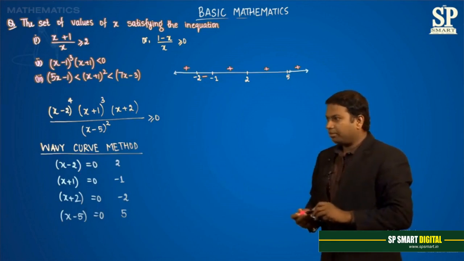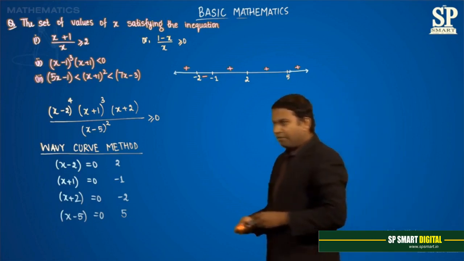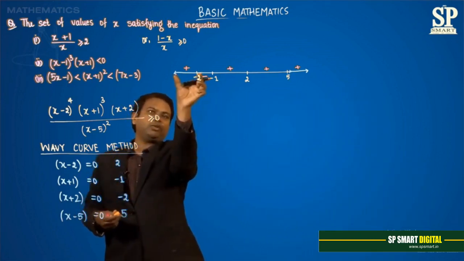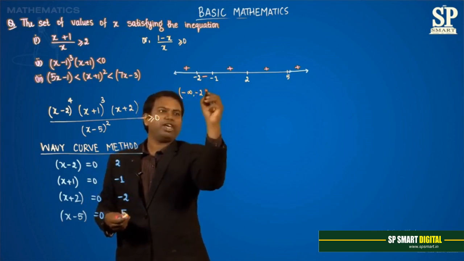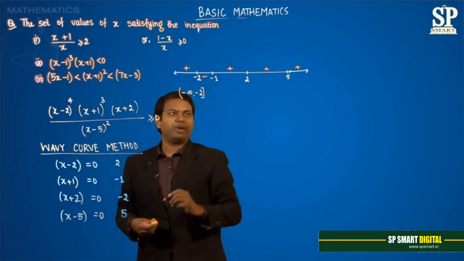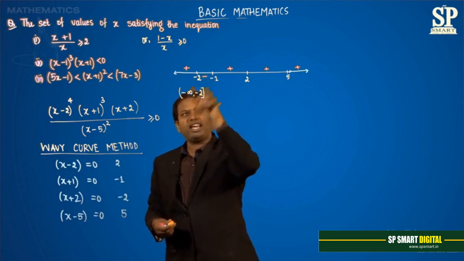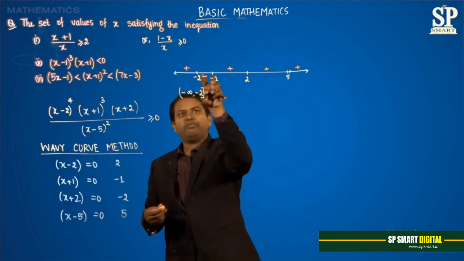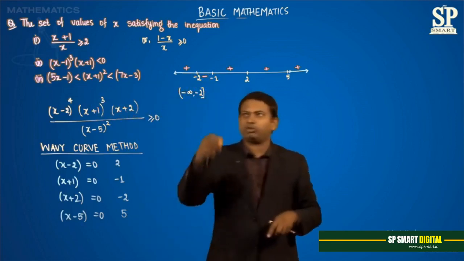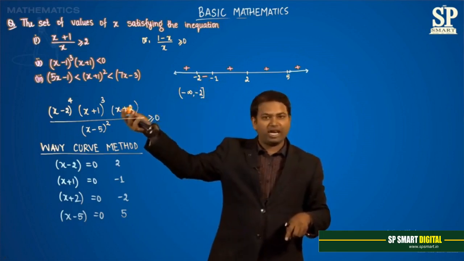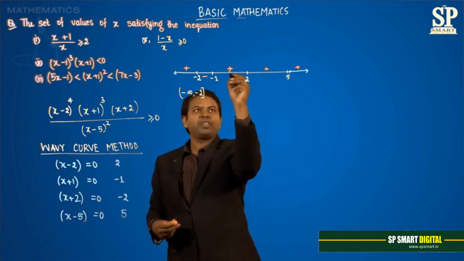So let me write the solution set for this particular inequality. We have found that in the interval minus infinity to minus 2, since we have an equal to sign, we need to have a closed bracket here, and then minus 2 to minus 1 will not be included because the sign is negative here. That is to say, the values of the expression for all x in between minus 2 to minus 1 are going to be less than 0, which does not satisfy the given condition. We do not have to include that.